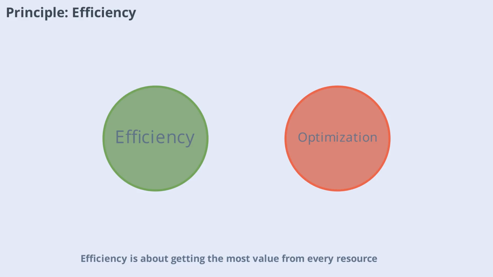Efficiency is about getting the most value from every resource. This means minimizing waste and streamlining processes so that your resources go further. Efficient allocation often involves analyzing workflows, automating repetitive tasks, and eliminating bottlenecks. By focusing on efficiency, you can achieve more with less and free up resources for other priorities.